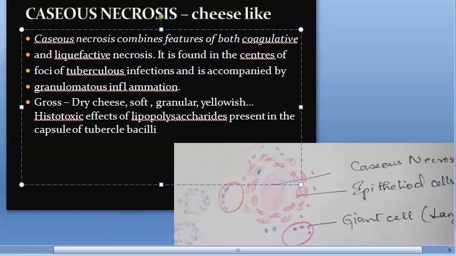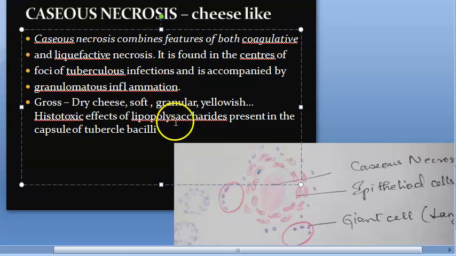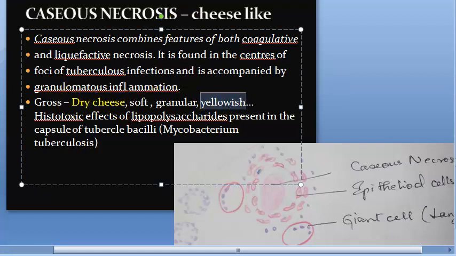What is the bacilli which causes tuberculosis? Mycobacterium tuberculosis. So, write that here. So we are looking at caseous necrosis. We have finished the gross. Gross is dry cheese, soft, granular, yellowish. Almost everything we have seen is yellowish. So dry cheese, you should not forget this word. Yellowish, you should not forget this word.